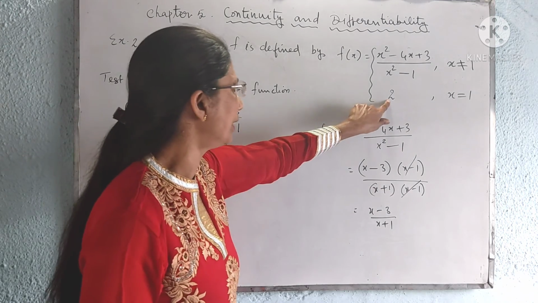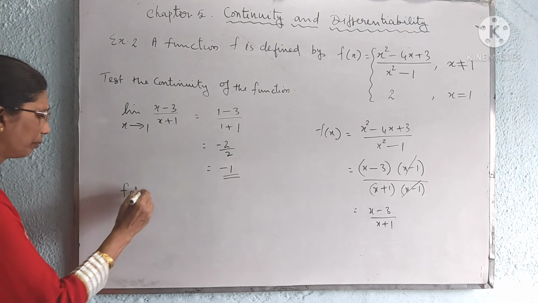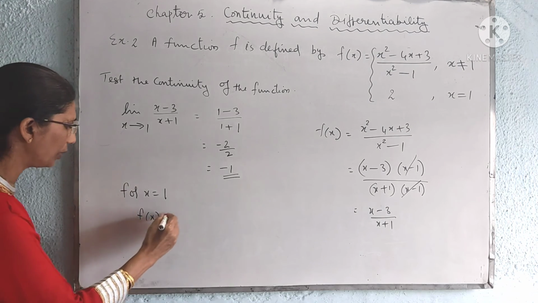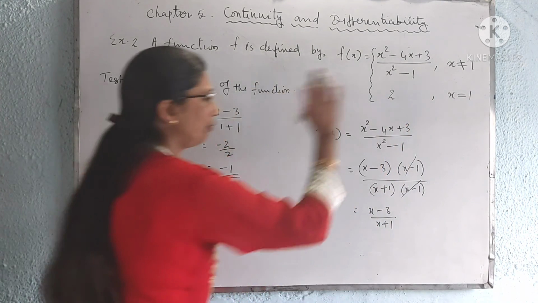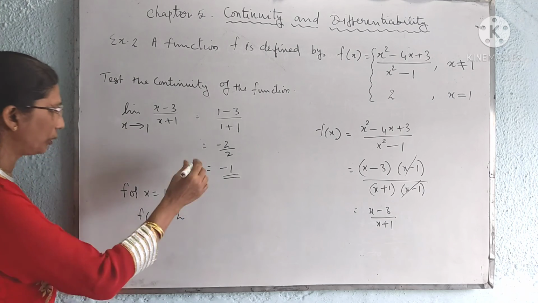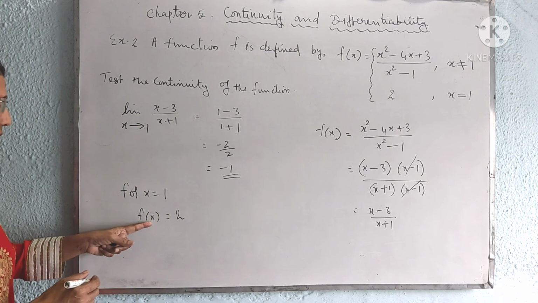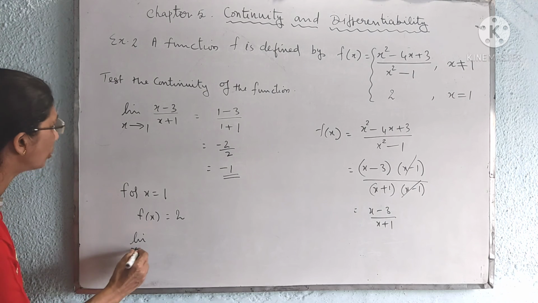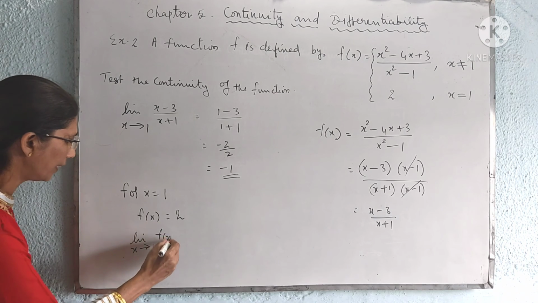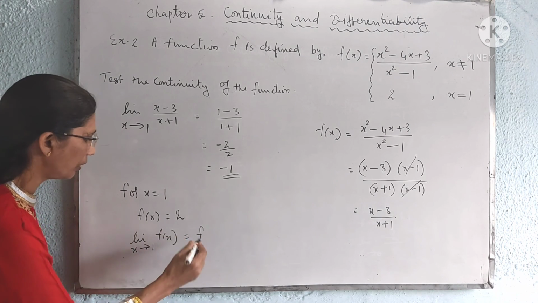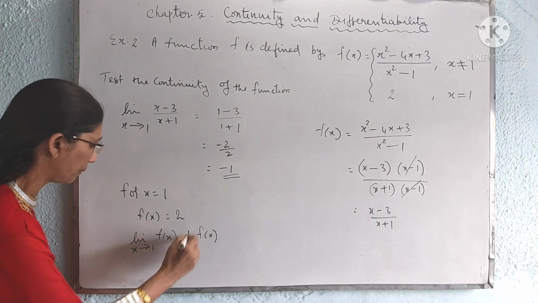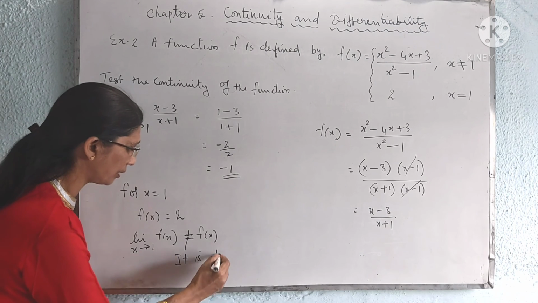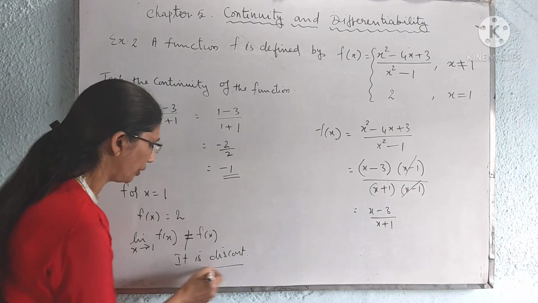Now, the question gives the value for x equal to 1. For x equal to 1, the function f of x is given as 2, f of x equals 2. That means the limit and f of x are not equal. We can write it as limit x tends to 1 of f of x is not equal to f of 1. Then it is discontinuous. You can say that this is discontinuous.